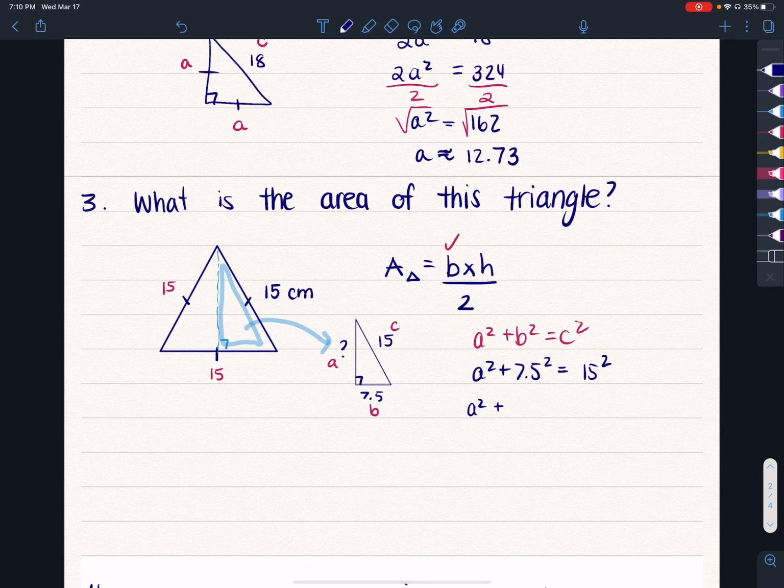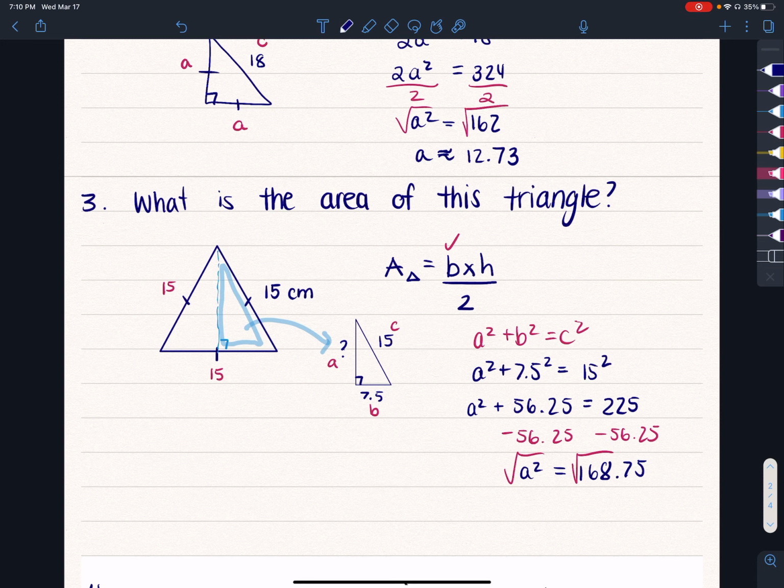So A squared plus 56.25 equals 225. We can subtract that 56.25, and we get A squared equals 168.75. And as usual, we will square root to get our final answer. So we get A equals 12.99, very close to 13, but not quite. And now we finally have our height.